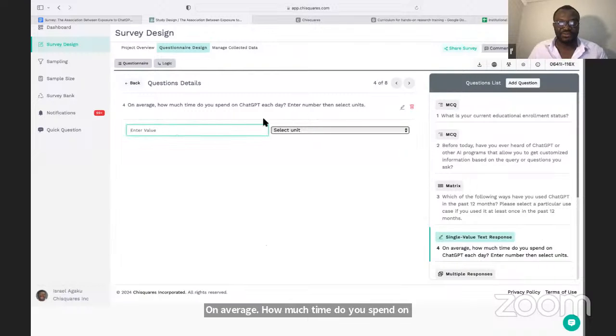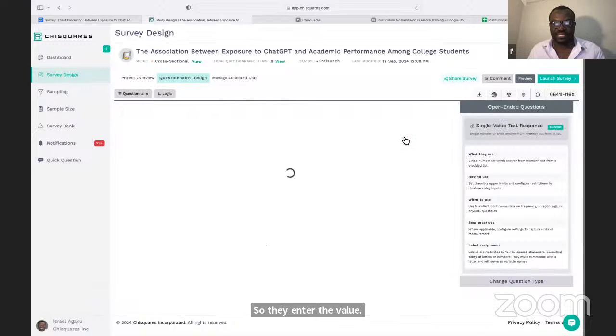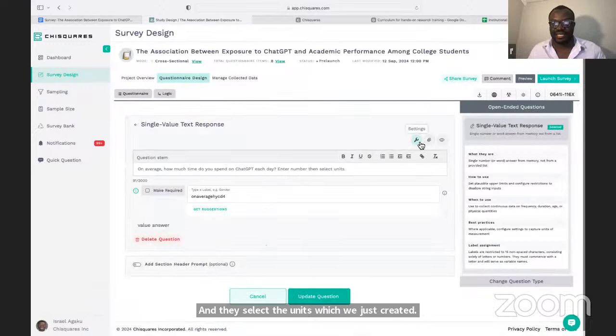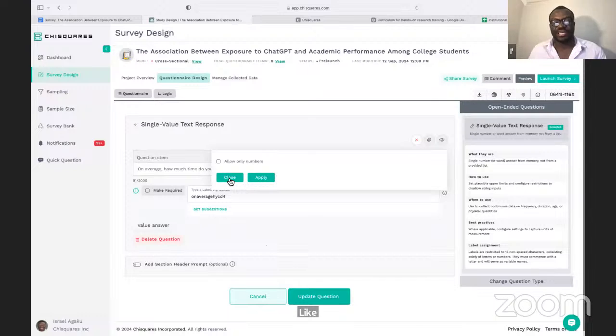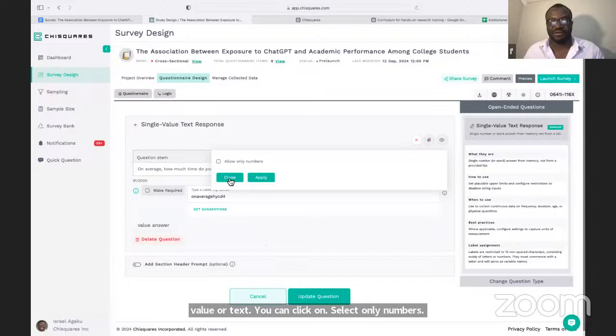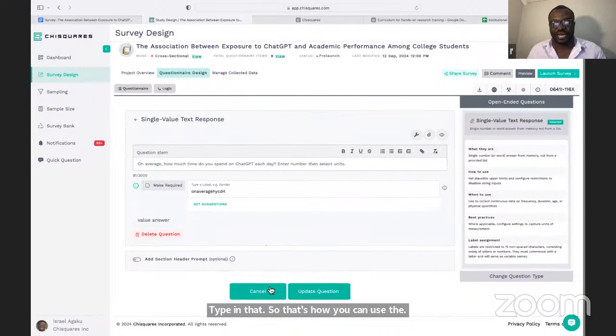So they enter the value and they select the units, which we just created. Let's make some changes to the settings there so that we don't want people typing. If you want to prevent people from typing values or text, you can click on select only numbers so that way the system prevents individuals from typing that.